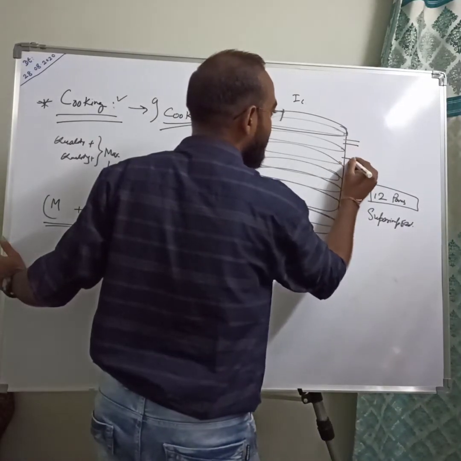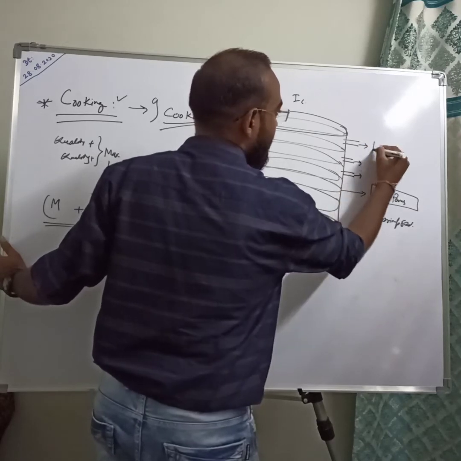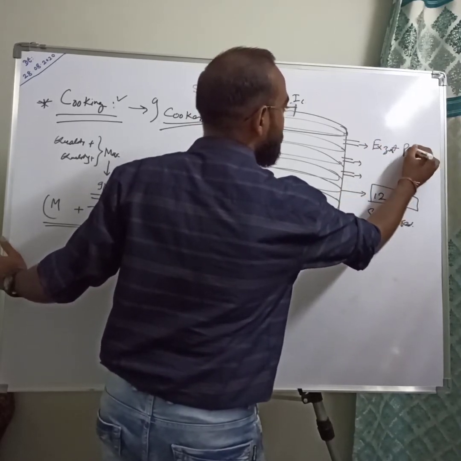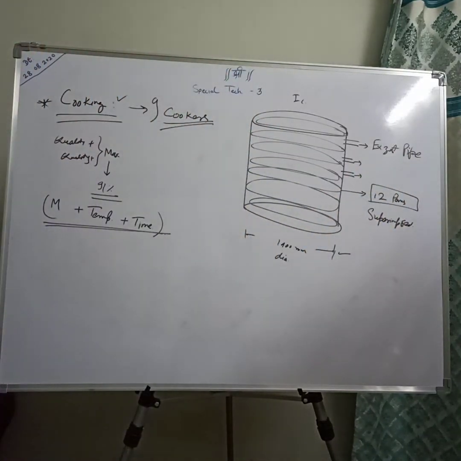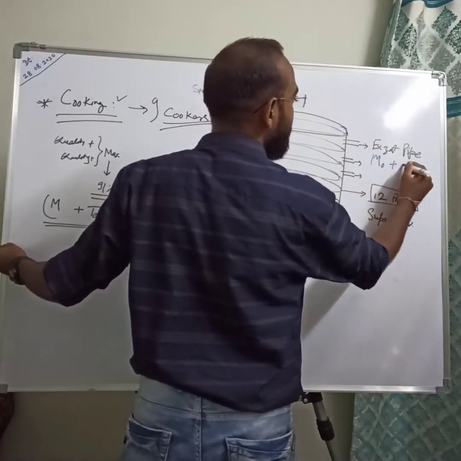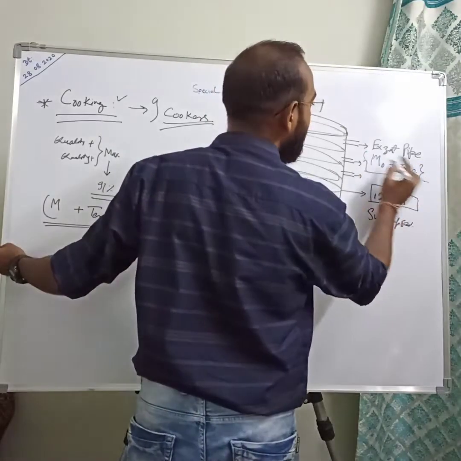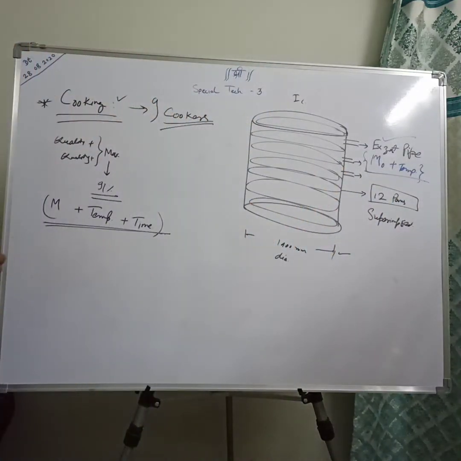From in between every pan, an exhaust pipe is provided. The exhaust pipe is provided to remove the surplus amount of moisture content plus temperature. If you want to remove some moisture, if you want to remove some heat, this exhaust pipe plays the role of removing this from the seeds.